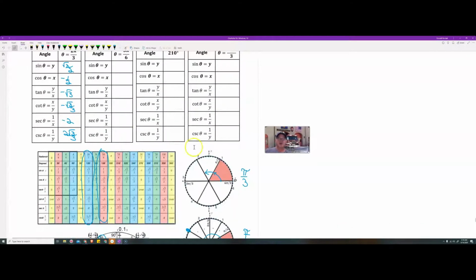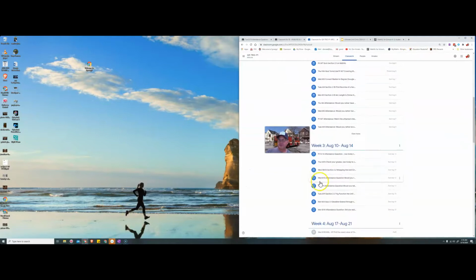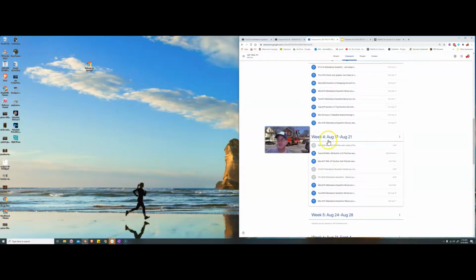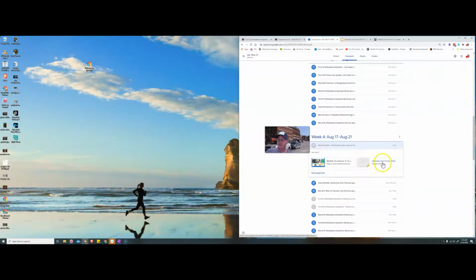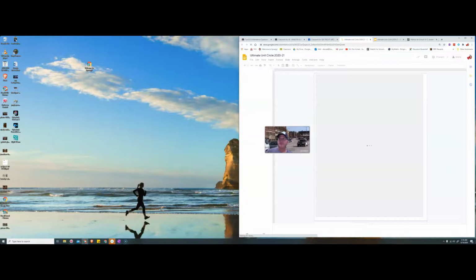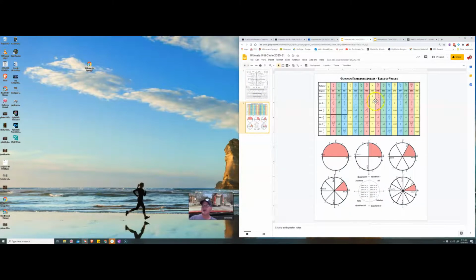So when you open up your math, let's see if I can show you where I put it. On today's lesson, you have this Google slide. So there's your unit circle on the first page, and then the chart and everything on the second page. So I would suggest maybe taking a picture, or have 2 windows open on your computer.